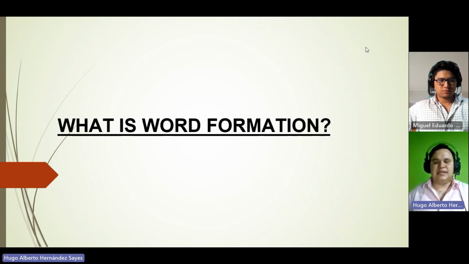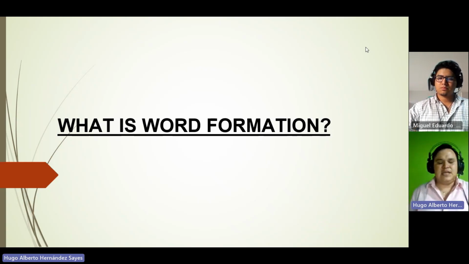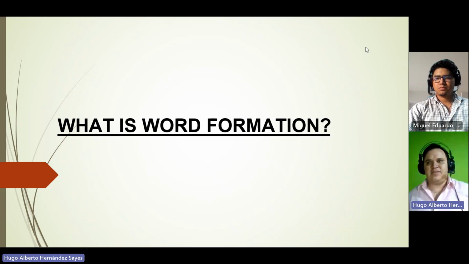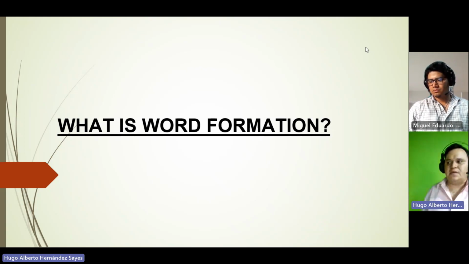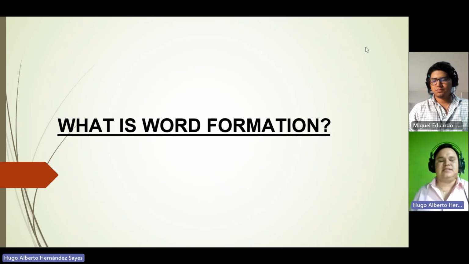As you know, Miguel, there are different types of word formation processes that we can use in this amazing language. Those processes are, for example, borrowing, compounding, blending, clipping, back-formation, conversion, etc. But today, as you said before, we are going to focus especially on the compounding process.